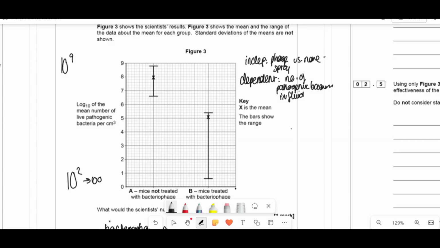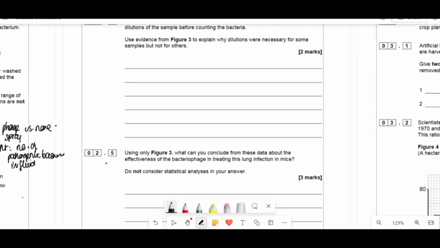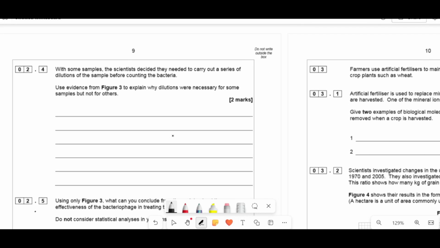Can you see how the range of values is gigantic? If you have a look, we're going from about 10 to the 6.6 to 10 to the 8.8, which is a huge range compared to here, which is a couple tens to nearly a couple million. So the range of values is gigantic, but the question's asking you, based on that, why would they do dilutions for some but not others?